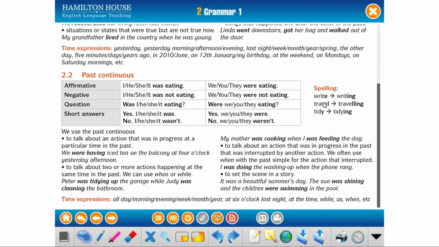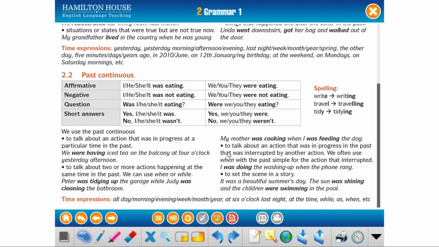In the case of the spelling, remember that to add the ing termination to a verb that ends with e, we take it off and add the ing. In the case of verbs whose last three letters are consonant, vowel, and consonant, we double the last letter, like this: travel, traveling, with a double l. In the case of y, when we have consonant y, we add ing: tidy, tidying.